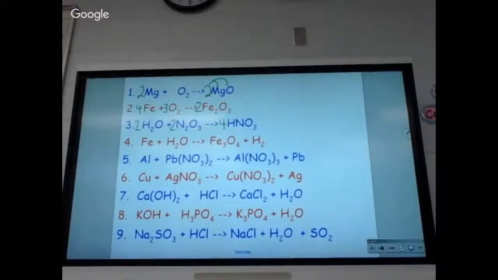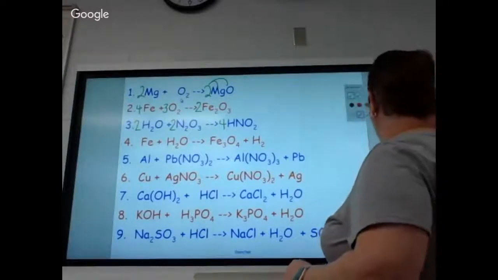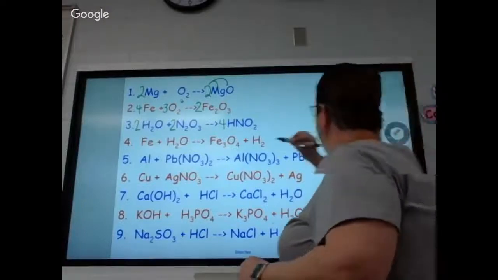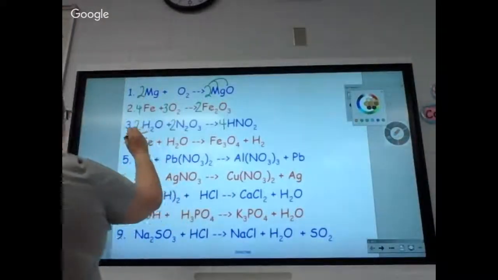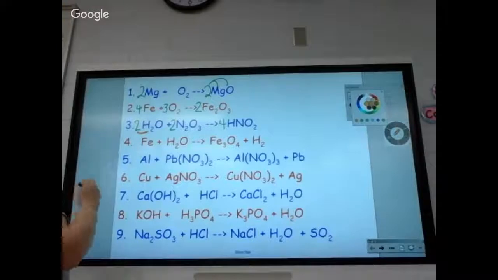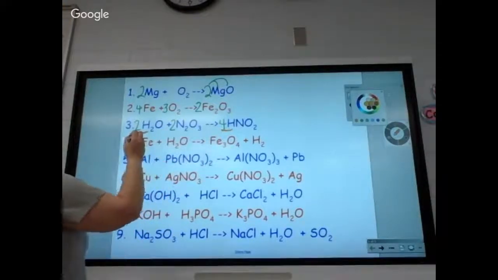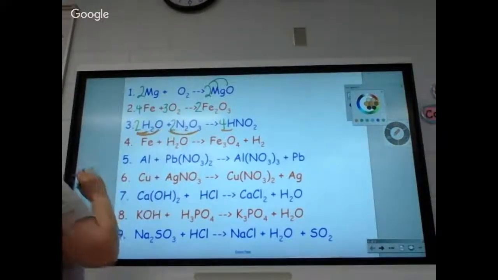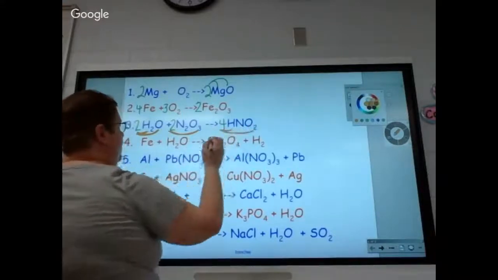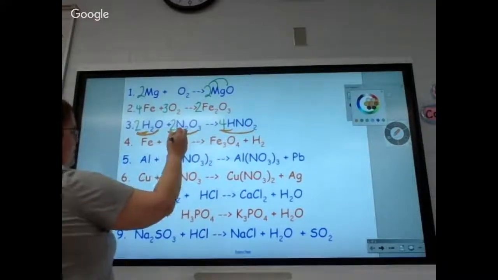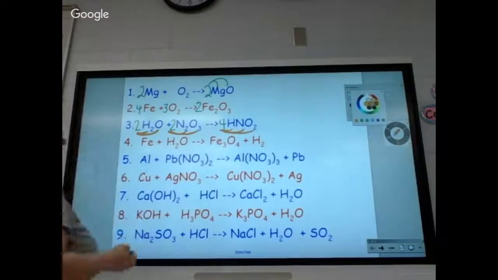Same thing. You're going to get 8 oxygen. Anything wrong with it? No, it balanced. That's right. How many H's are here? 4. How many O's are here? 2. And how many O's are here? 6. So 2 plus 6 is what? 8. How many N's? 4. Is it balanced?